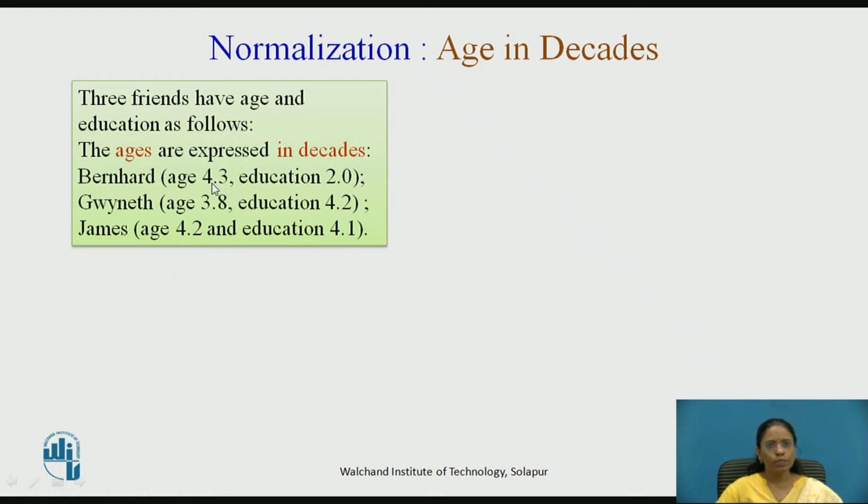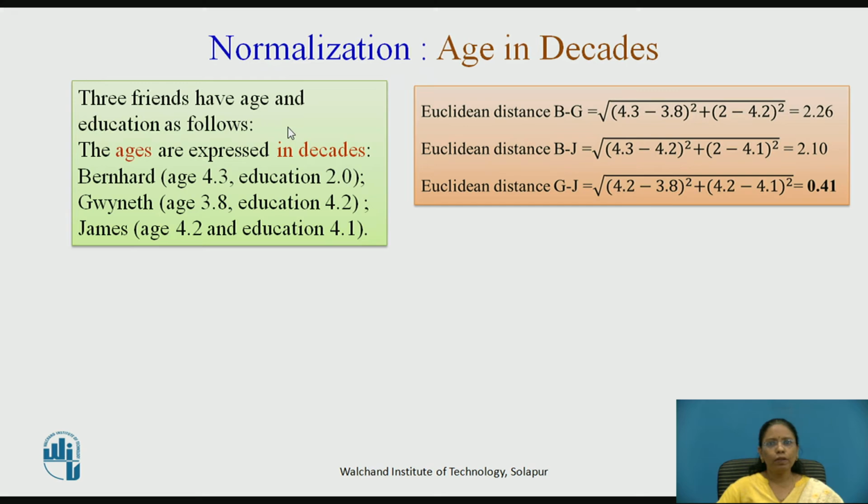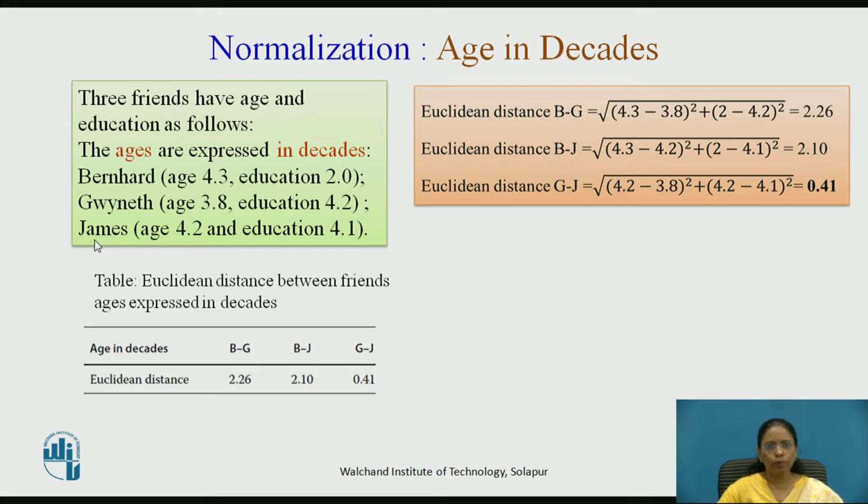So age is expressed in decades, which is 4.3, 3.8, 4.2, and here again I'll try to find the Euclidean distance between Bernard and Ganit, which is 4.3 minus 3.8 squared plus 2 minus 4.2 squared. So the value comes to 2.26. Similarly, I can find it for Bernard and James, and Ganit and James, and put it in the table.